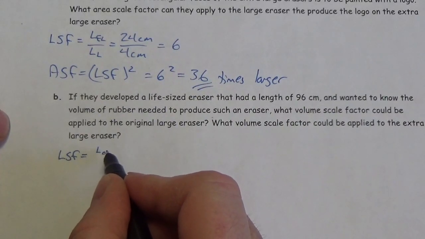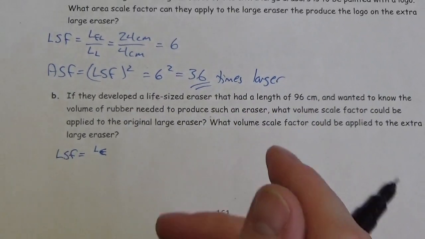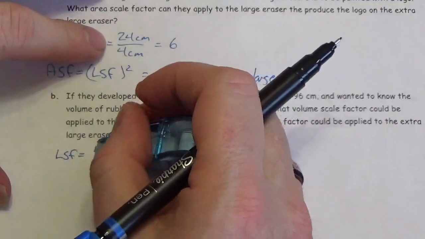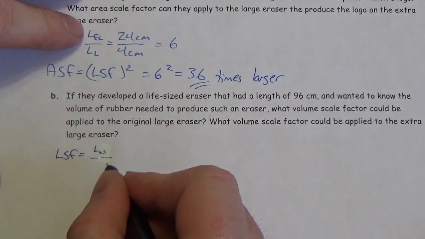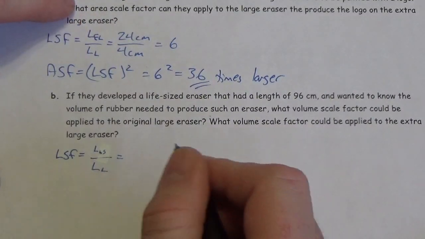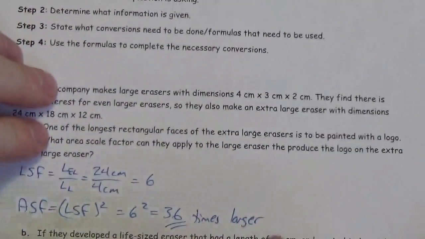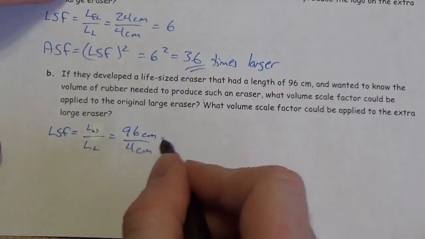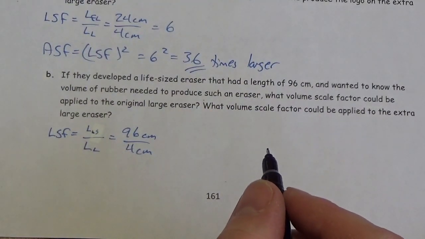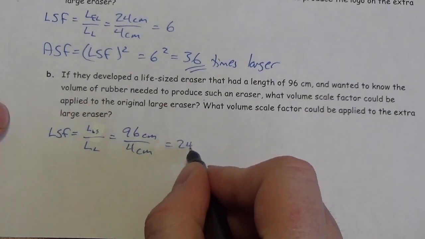the extra large, let's call it life-sized, compared to the length of the large. That's going to be 96 centimeters divided by 4. That 4 centimeter one doesn't seem quite so large anymore. So 96 divided by 4 is equal to 24.